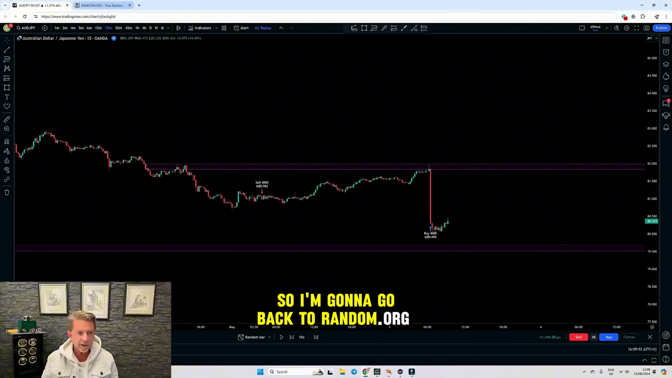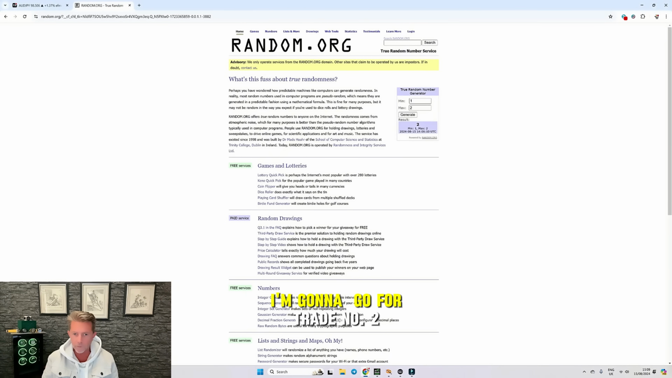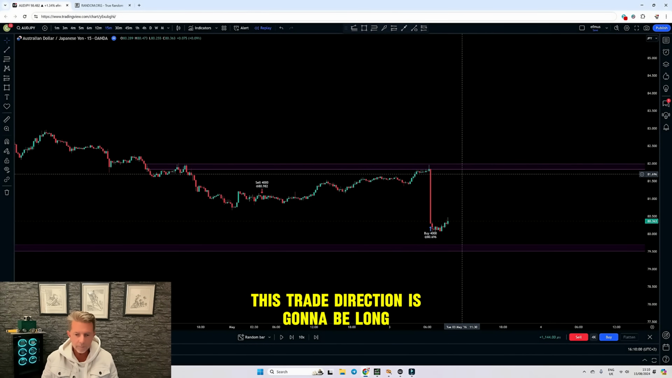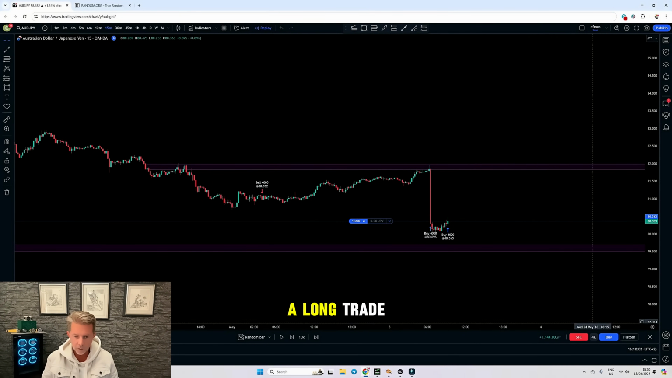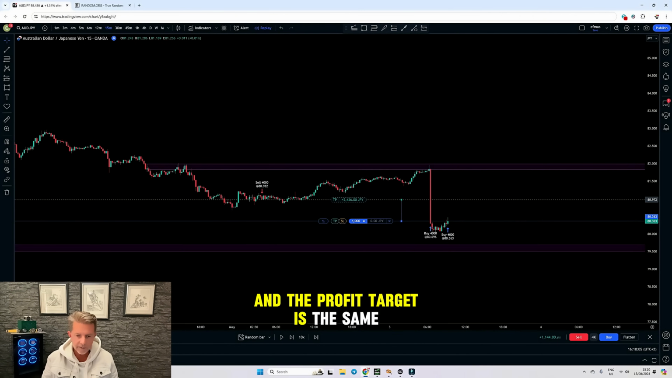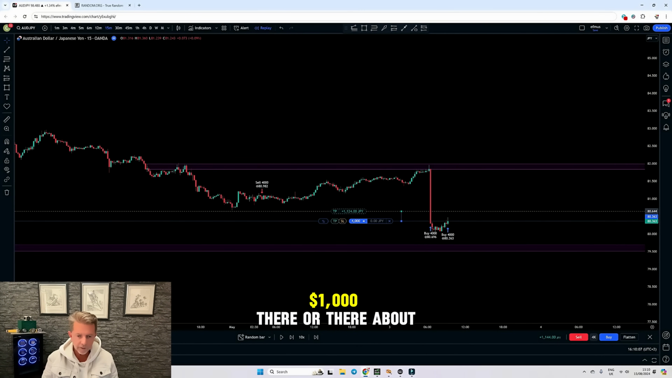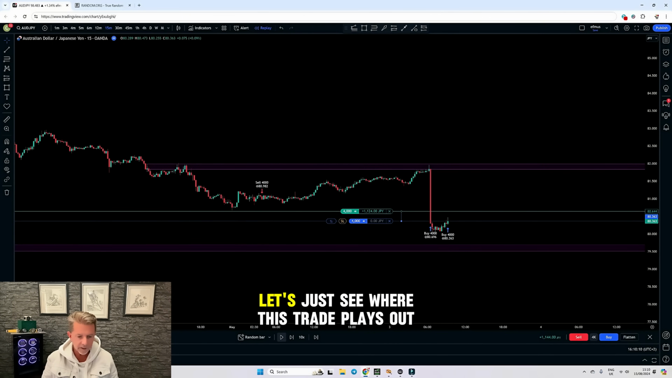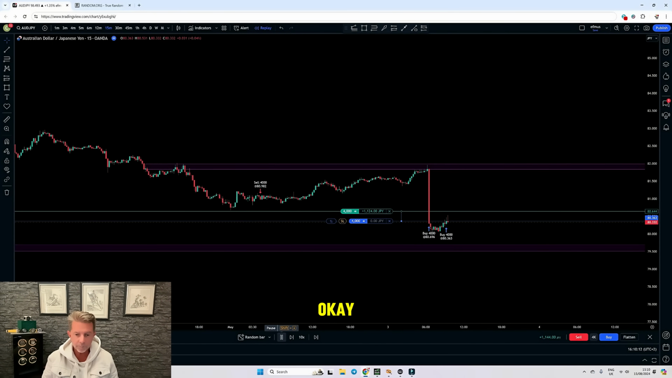So I'm going to go back to random.org and I'm going to go for trade number two. So let's generate a trade direction. This trade direction is going to be long. So all I'm going to do is I'm going to place a long trade, and the profit target is the same. I'm going to be going for roughly $1,000, there or thereabouts. And let's just see where this trade plays out, okay?